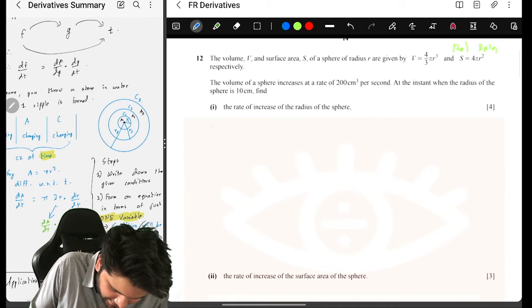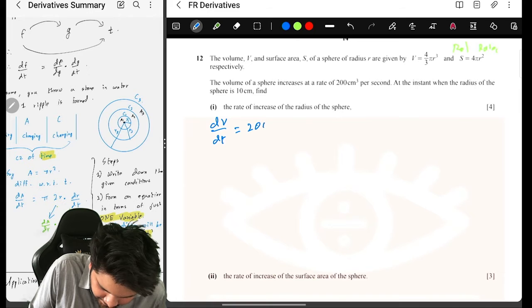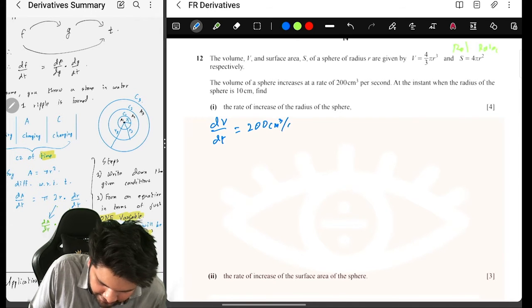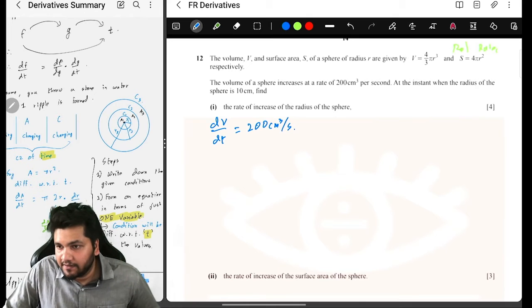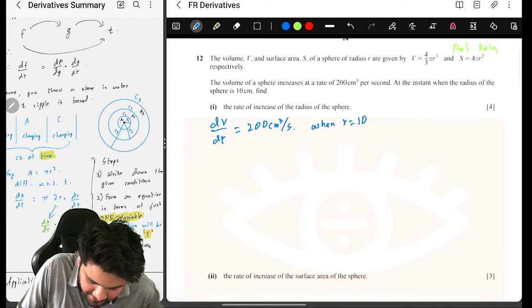that means what they have given is dV by dt, the rate of change of volume. So dV by dt is 200 centimeter cube per second, at the instant when the radius of the sphere is 10 centimeter, when r equals 10 centimeter.